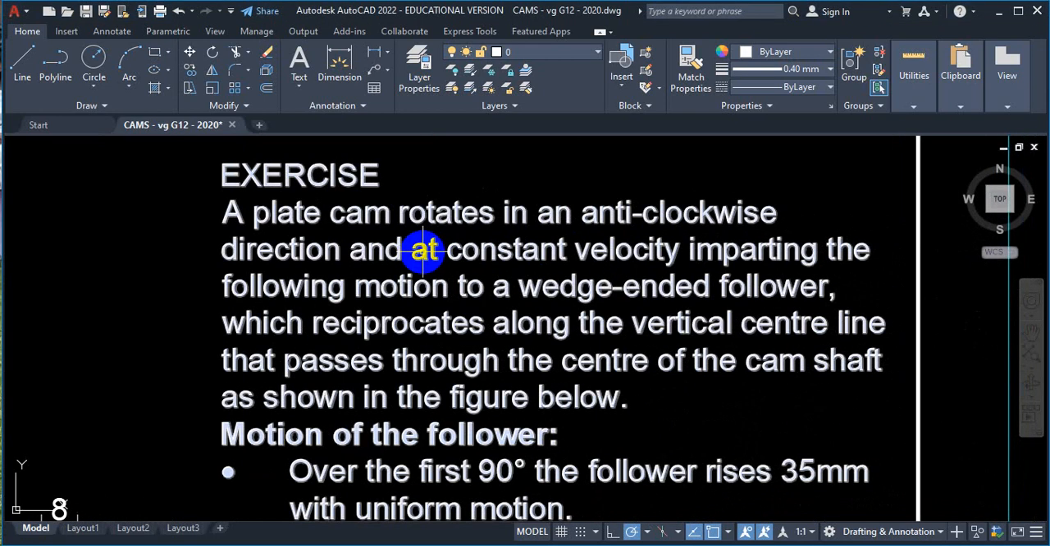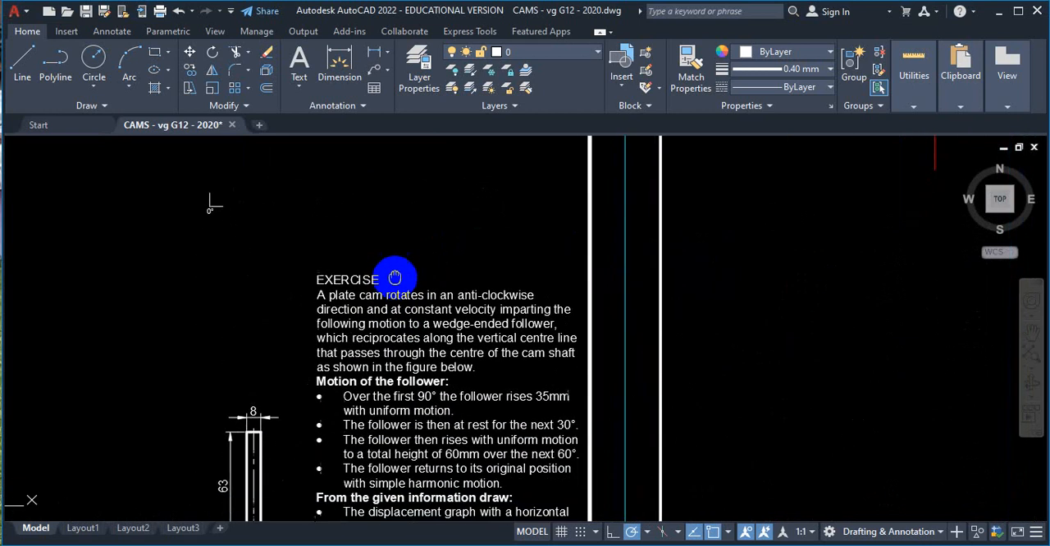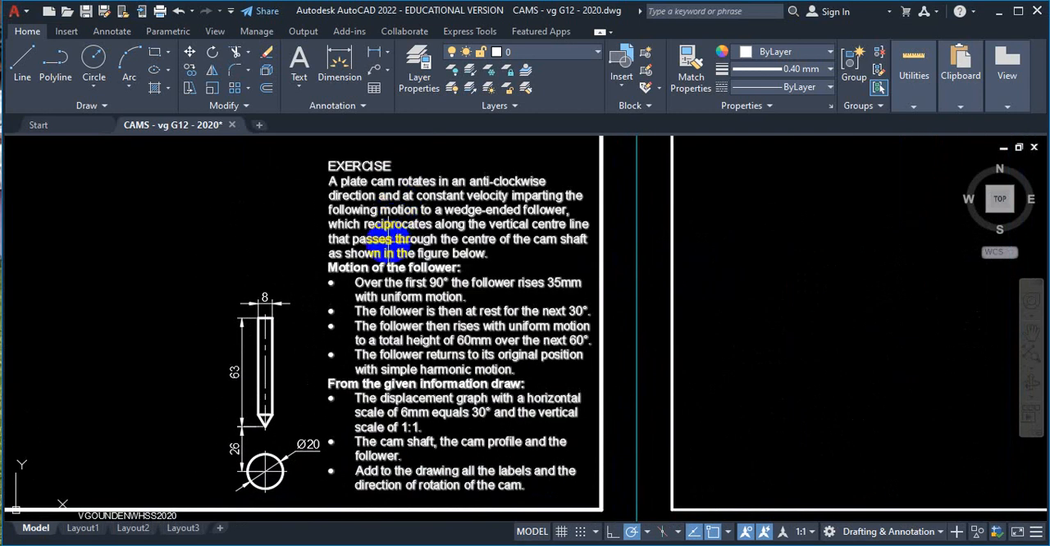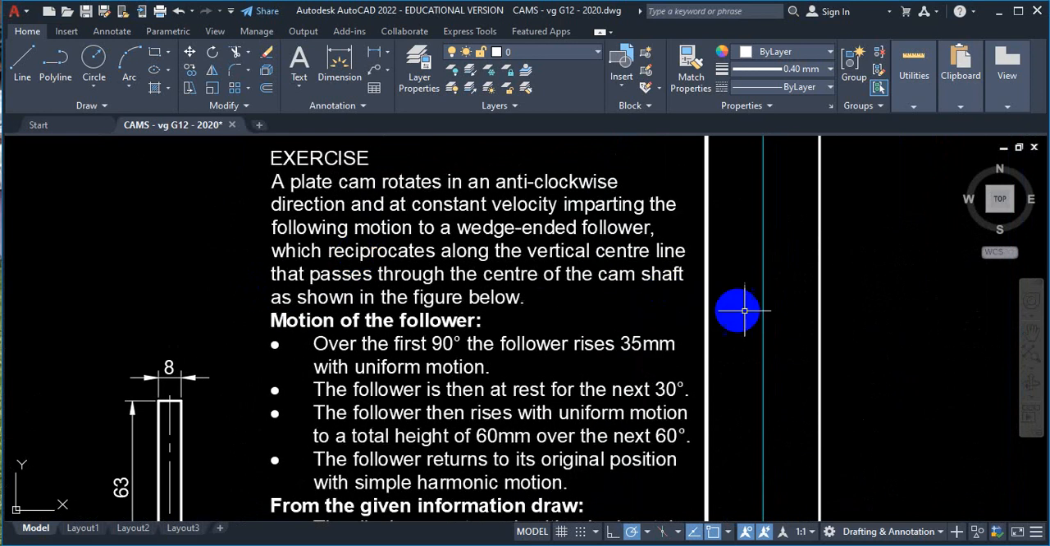Let us look at the cam. Today's lesson is based on the topic known as the cam. Now let us read the information given to us. A plate cam rotates in an anti-clockwise direction. It's important that we note this.